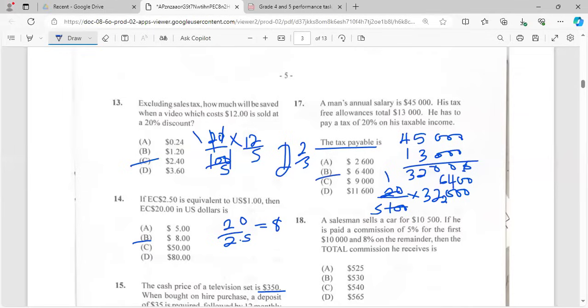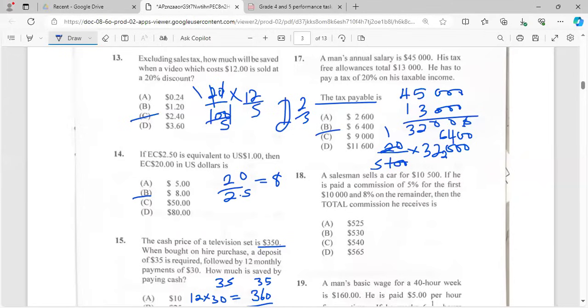All right. 18 says a salesman sells a car for 10,500. If he's paid a commission of 5% on the first 10,000 and 8% on the remainder, then the total commission he received is, so guys, you have to split it in two. So the first 10,000 is going to be at 5%. So we just find 5% of the 10,000. And then the second one is going to be 8% of the remainder.